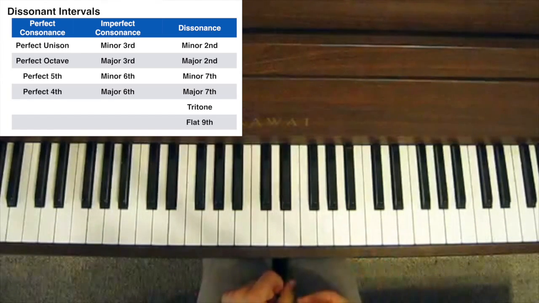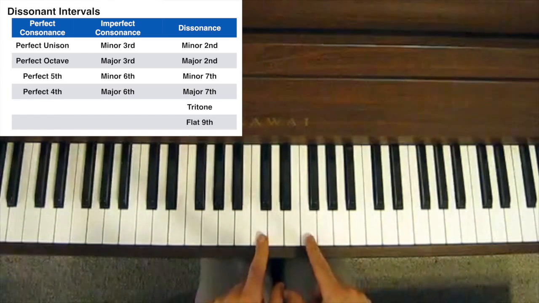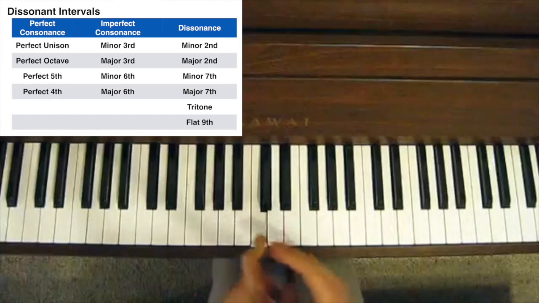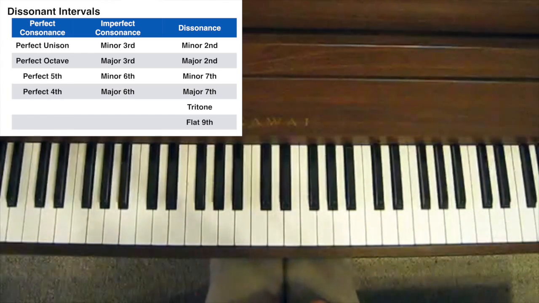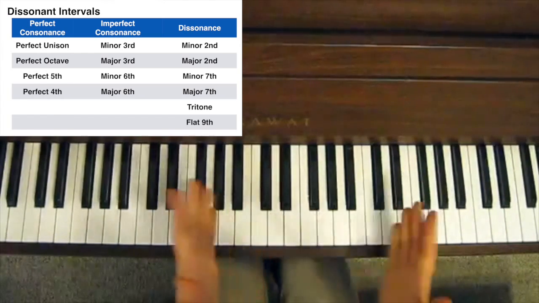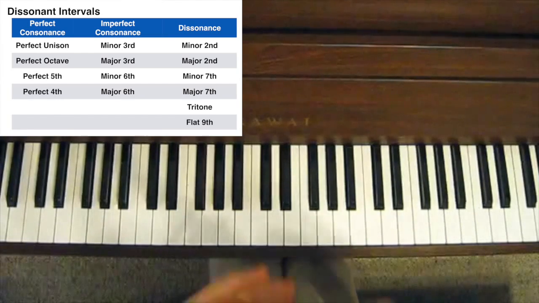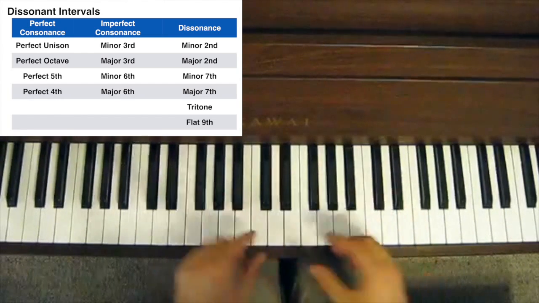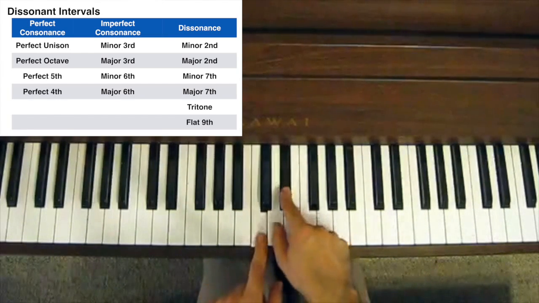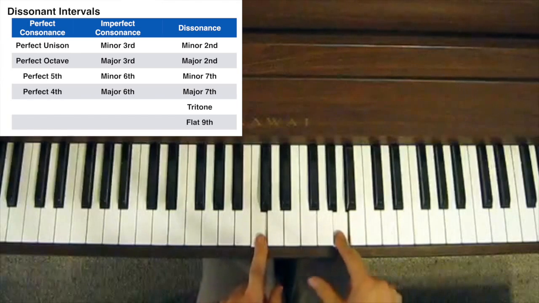The imperfect consonances, some people actually put the perfect fourth in the imperfect consonants bin, but I won't in this video for the sake of, I suppose, naming consistency. So in the imperfect consonants bucket or category, we'll put the major third, the minor third, the major sixth, and the minor sixth.